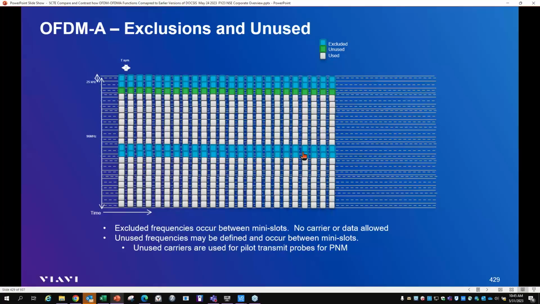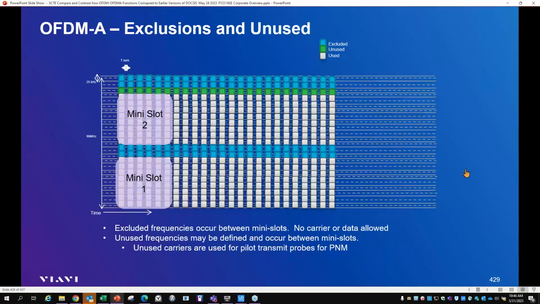So the exclusion zones, what they do is they create a mini slot, and in between the mini slots, they add the exclusions that are required itself as well, right? Earlier, I was showing you on the upstream, just like the downstream exclusion zones. Well, this is a system that can be using that.